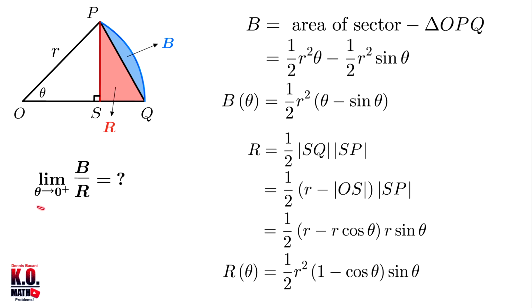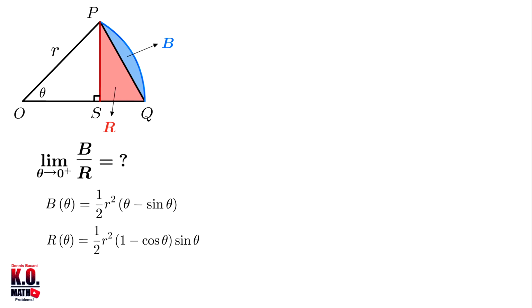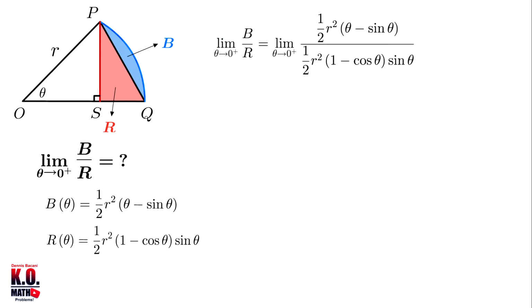Let us now compute for the limit of the ratios of these two areas. Note again that our B of theta is equal to this one and R of theta is equal to this expression. Therefore, the limit of B over R as theta approaches 0 from the right is equal to the limit of this quotient. And here we can cancel this common factor here. And if we look at the limit as theta approaches 0, then the limit of the numerator is equal to 0 minus sine of 0, which is 0, over sine of 0 is 0, so over 0, which is an indeterminate form.